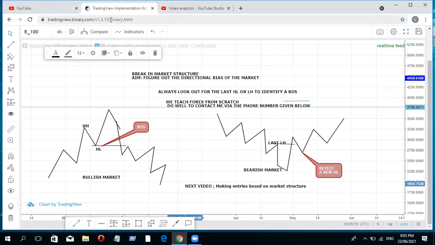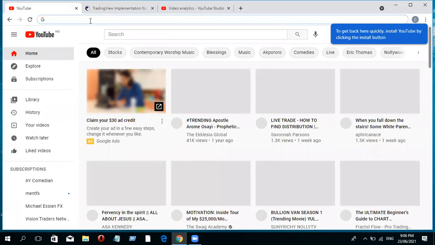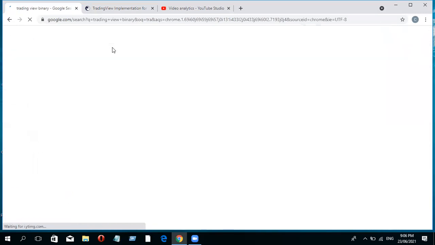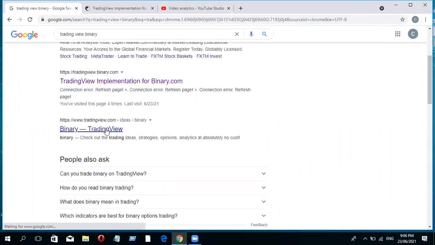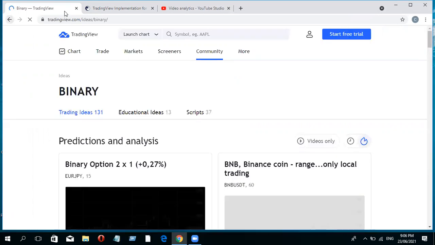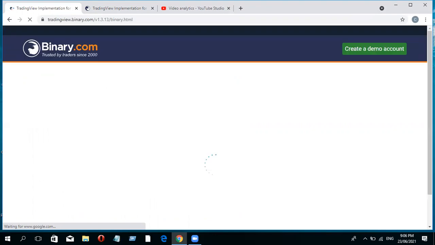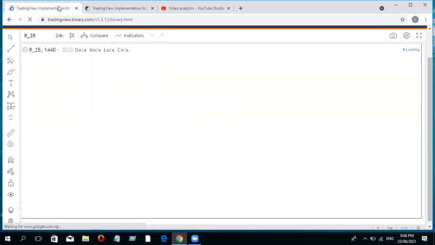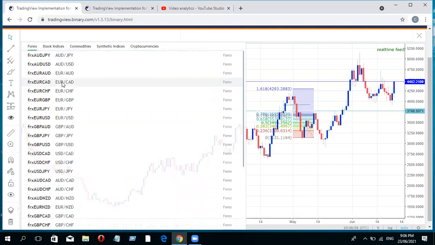All right, let us look at a real life chart to see an example of this. Let's look at TradingView. Let's use the live charts to see this thing we have been teaching. We want to see the break of structure and all of that. Let's use currency pairs for this, Forex. Let's use EURCAD.